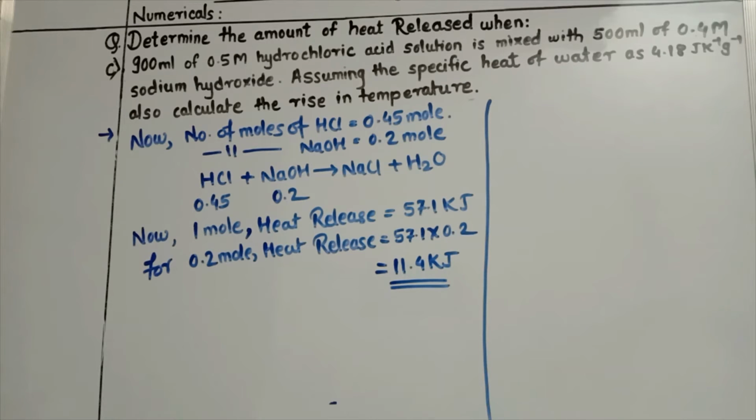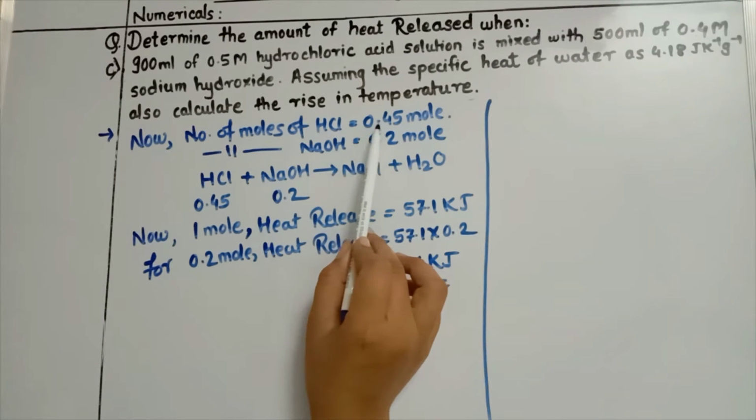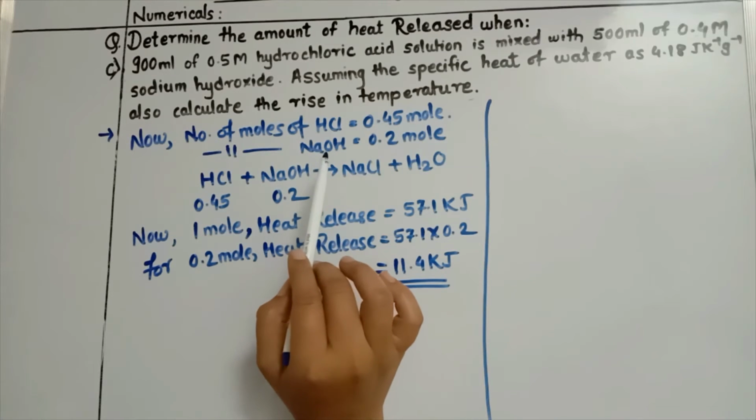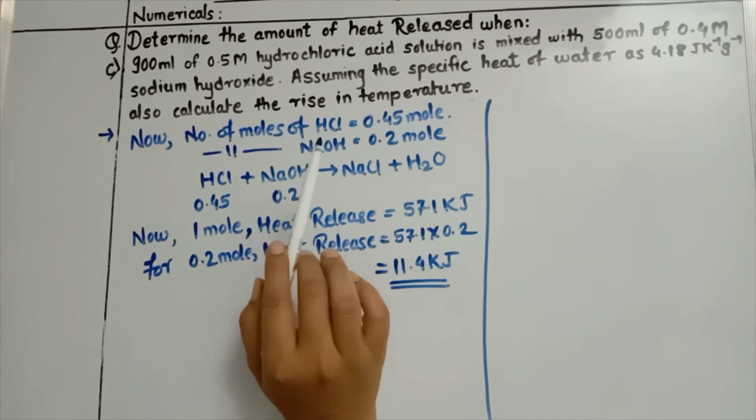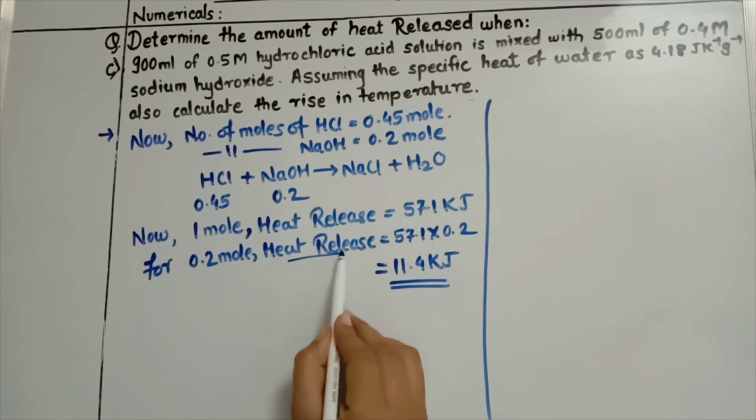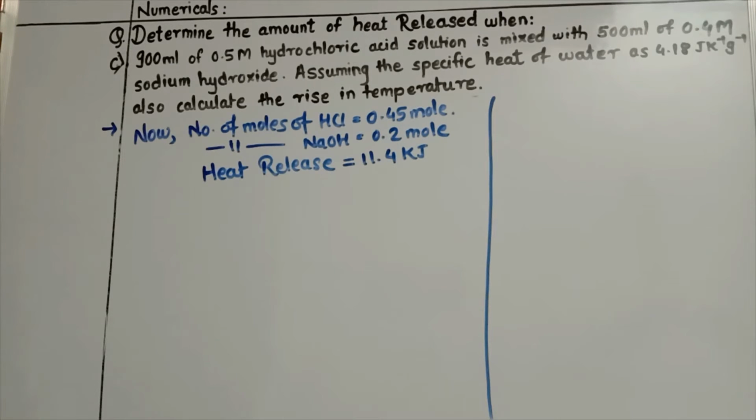Now what are the things that are known to us? Now we know the number of moles of HCl, that is 0.45 moles. Number of moles of NaOH, that is 0.2 mole. And now we know the heat released for the given reaction. So now we will calculate the rise in temperature. So what is the formula to calculate the rise in temperature?